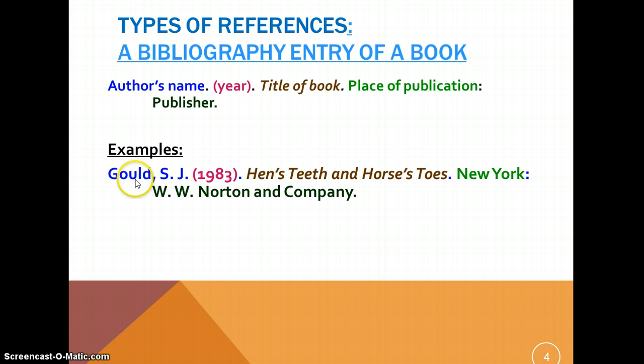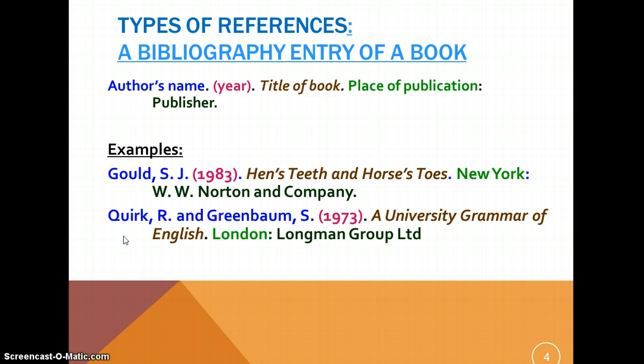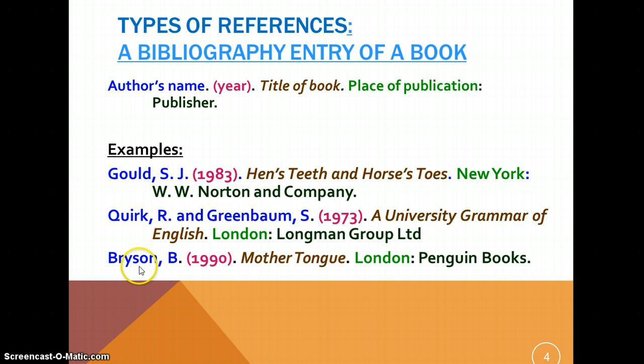Here we see there's one author, Gould. The book was published in 1983. The name of the book is Hen's Teeth and Horse's Toes. It was published in New York by W. W. Norton and Company. And here we have a book written by two authors, Quirk and Greenbaum. It was written in 1973. The title is The University Grammar of English. It was published in London by the Longman Group Limited. And here again we have another book, one author, published in 1990, title Mother Tongue. It was published in London by Penguin Books.